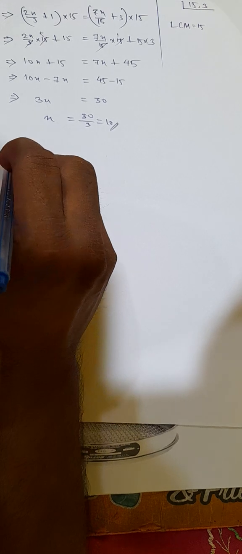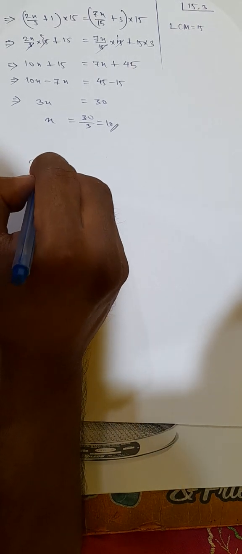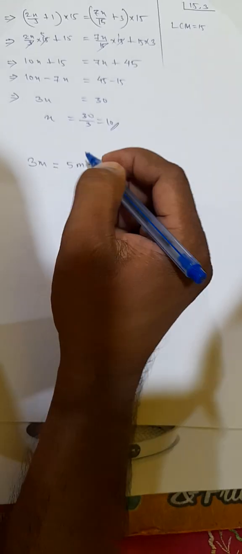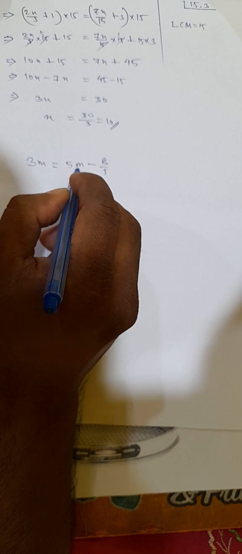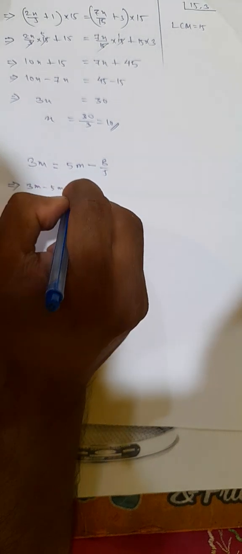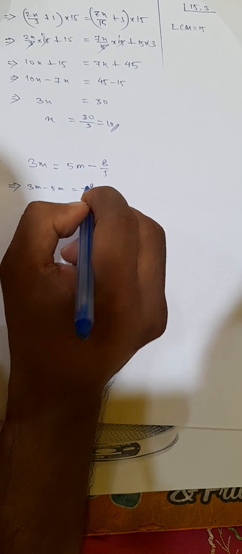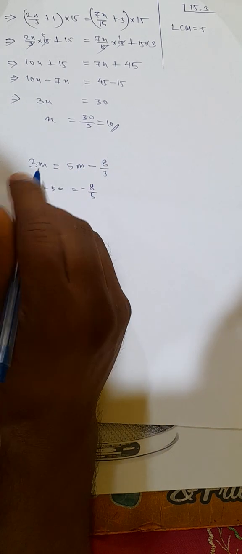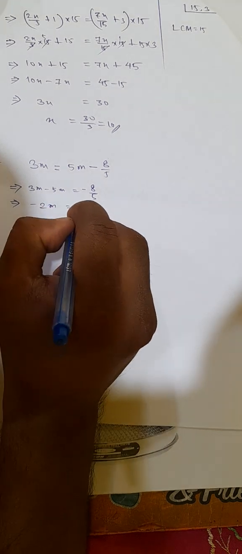Let's try another example from the CBSE book. 3m equal to 5m minus 8 by 5. So now we will shift the term containing the variable to the left hand side. This implies 3m minus 5m equal to minus 8 by 5. Transposing the term containing the variable to the left hand side. Now 3 minus 5 is minus 2, minus 2m equal to minus 8 by 5.